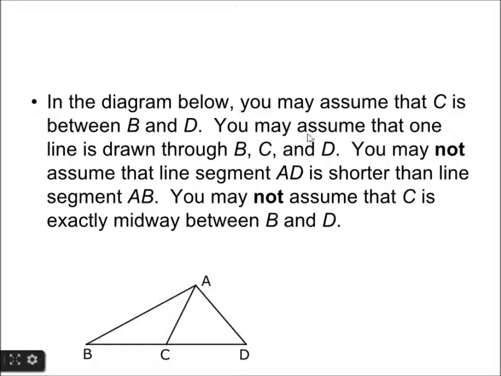In the diagram below, you may assume that C is between B and D, like this. You may assume that one line is drawn through B, C, and D. You may not assume that line segment AD is shorter than segment AB. Just by looking at the picture, it seems that AB is bigger than AD, but we should not assume unless and until it is mentioned.